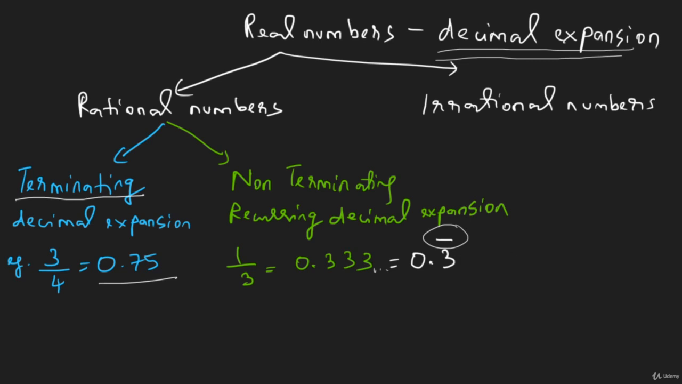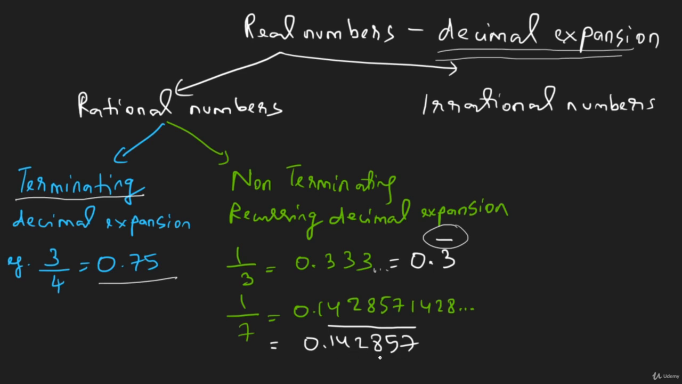So for example, let's take another example. 1 by 7 is 0.1428571428 and it goes on like that. So I can write this as 0.142857 with a bar on top because this is the repeating part. It keeps repeating again and again in the decimal expansion. So you can see that these type of decimal expansions are non-terminating because they do not end, and they are recurring because they have a clear recurring part.